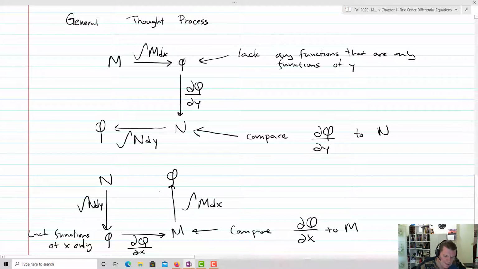Basically, we're using the fundamental theorem of calculus to add in all the information that we need to fill out our entire exact differential equation. So that's the thought process that we're going to use in order to solve exact differential equations.